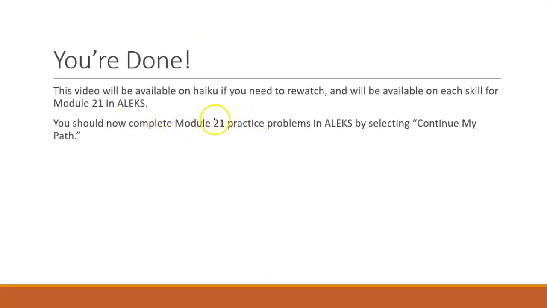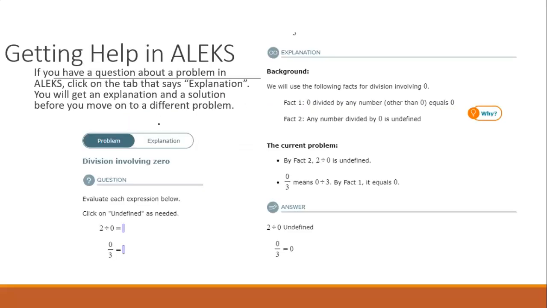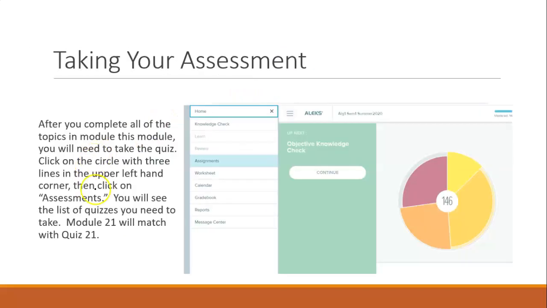Module 21 was a short one. You now need to complete Module 21 practice problems by selecting Continue My Path. Don't forget, if you need help, you can always click on an explanation. And then you'll need to take quiz 21 once you're done with your practice problems.